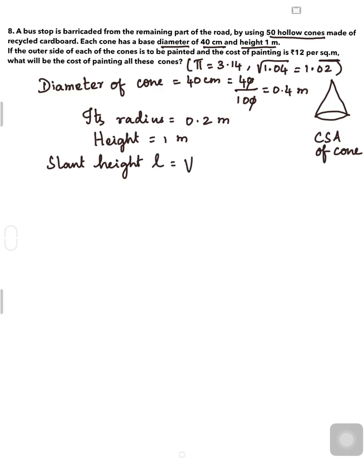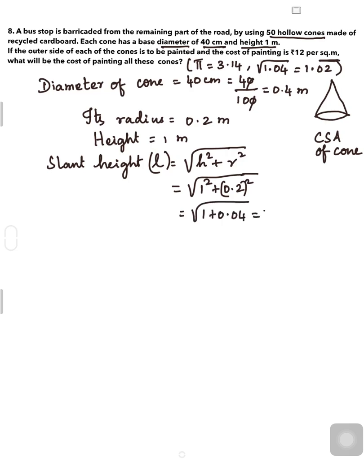So slant height L is equal to square root of h squared plus r squared, that is square root of 1 squared plus 0.2 squared, that is equal to square root of 1 plus 0.04, that is equal to square root of 1.04. Square root of 1.04 is given as 1.02 in the question itself. So it is 1.02 meter. So we found the slant height of the cone now. Now outer side of the cone has to be painted at the rate of rupees 12 per square meter. So first we need to find the CSA of 50 such cones.